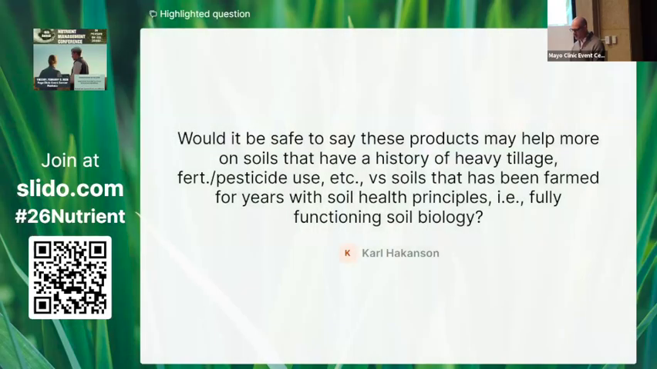Would it be safe to say these products may help more on soils that have a history of heavy tillage and pesticide use, versus soils that have been farmed for years with soil health principles and fully functioning soil biology? Yes and no. Even with heavy tillage and heavy chemical inputs, if your soil is high in organic matter and well drained, like our Minnesota soils, because they're so rich, they're very forgiving. They take a lot of beating, and then within a season or two, they recover very quickly.